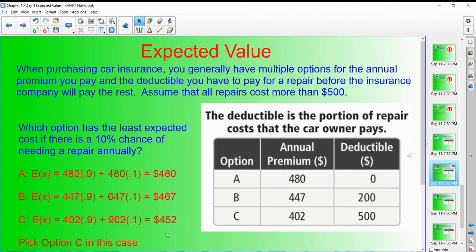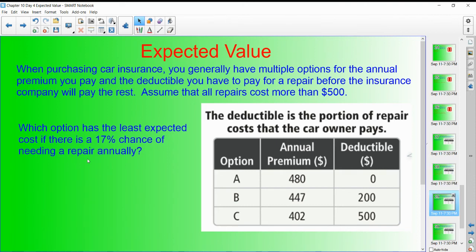Now, what if the percent chance of needing the repair was different? What happens if it was 17%? Go ahead and calculate the expected values, and let's see, does the option change? Do I want to pick a different plan instead of C? Or at 17% is C still the best?